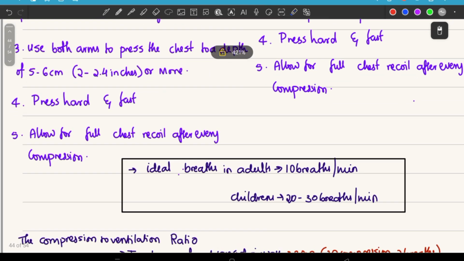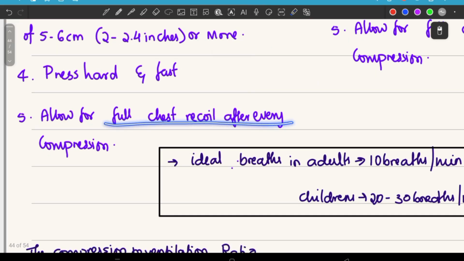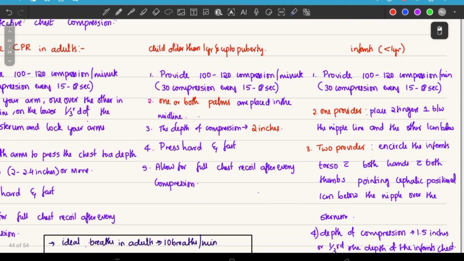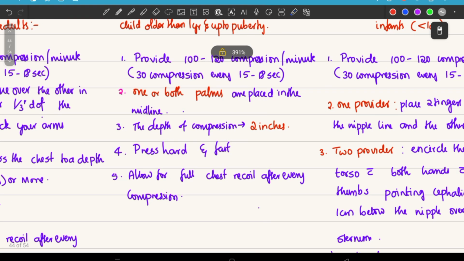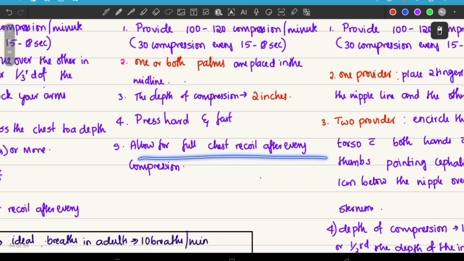Okay, press hard and fast, so you have to press very fast. That means every 15 seconds how much compression? 30 compressions. Allow the full chest recoil for every compression. You should allow full recoil of the chest. In children, the depth of compression is 2 inches. Press hard and fast and allow full chest recoil for every compression.